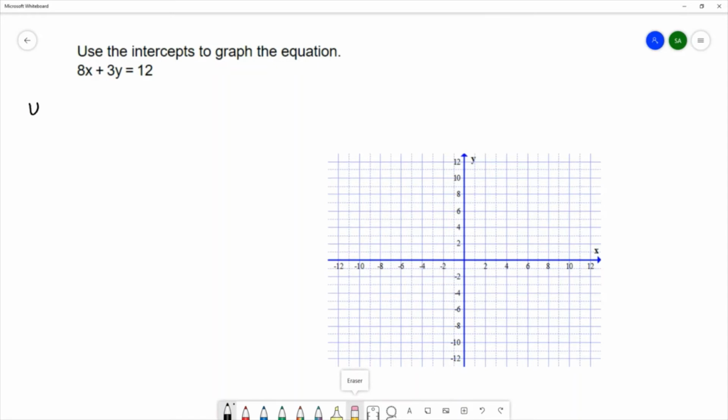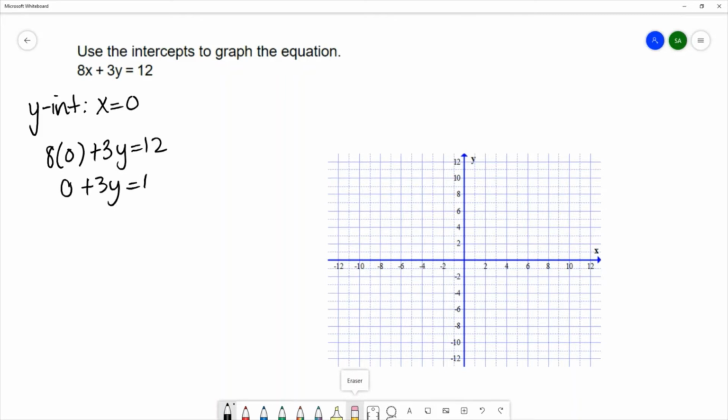I usually like to find the y-intercept first because sometimes it's a little bit easier. The way you find a y-intercept is by letting x equal 0. So in my equation, I'll substitute a 0 in for x, and that would give me 8 times 0 plus 3y equals 12. 8 times 0 is 0, and 0 plus 3y is 3y. I'll divide both sides by 3, and that gives me y equals 4. So I have a y-intercept of (0, 4).